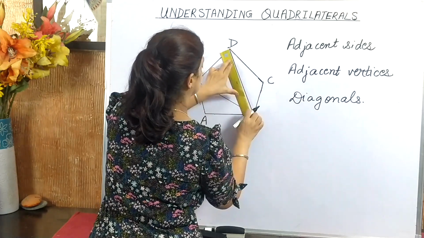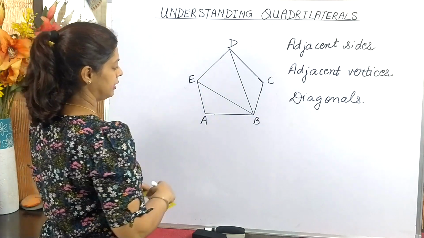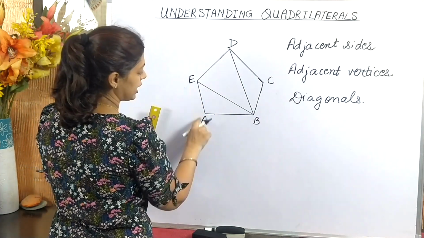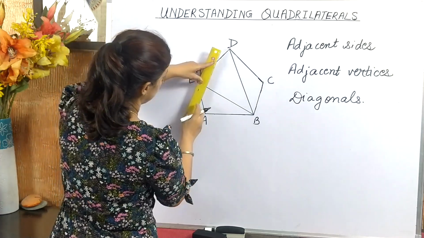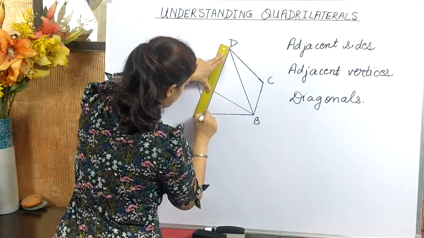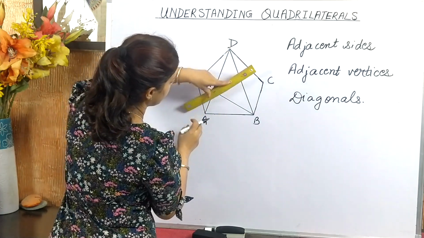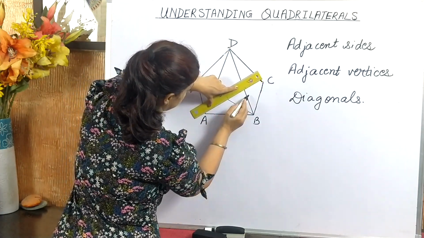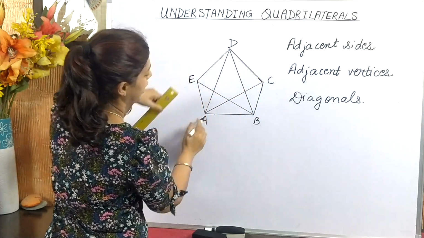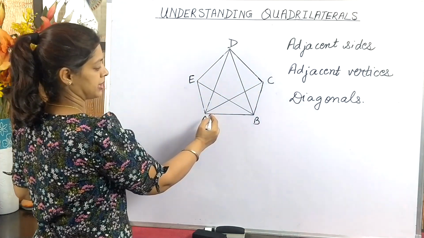Then if I take point A, now B and E are adjacent to A. So I have to draw a diagonal from A to D. A and D are not adjacent points. Then I can draw a diagonal from A to C. A and C also are not adjacent vertices.